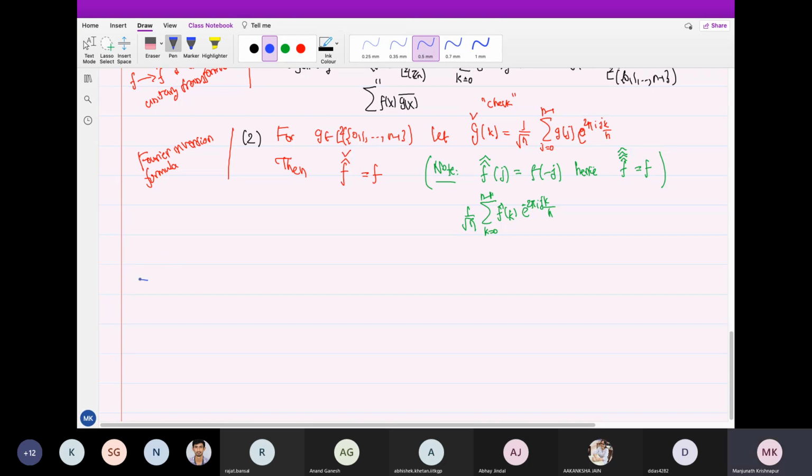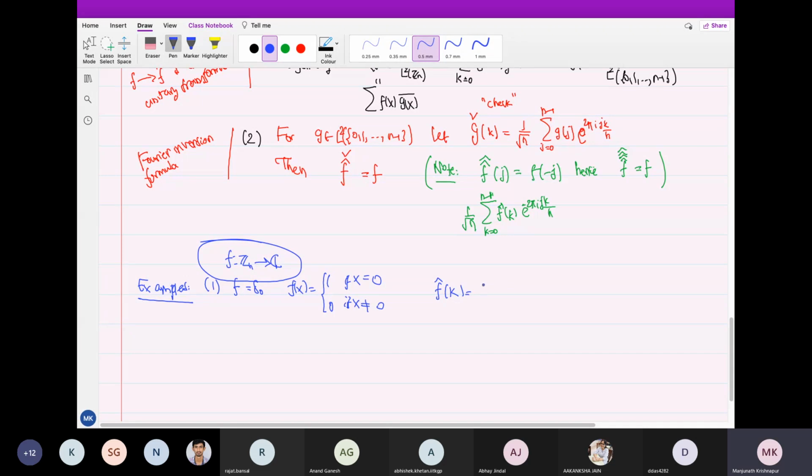Okay, so let me compute. Any other questions? Let's start with a trivial example. Let f be delta 0. That means f of x is 1 if x equals 0, and 0 if x is not equal to 0. All these are functions from Z_n to complex numbers.